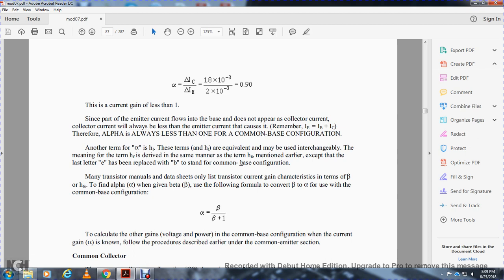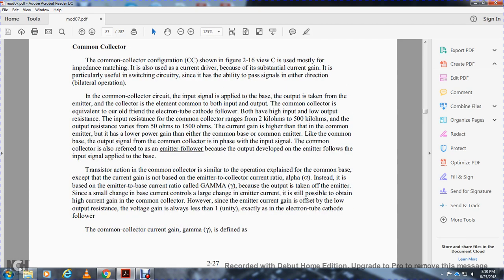To calculate other gains, such as voltage and power, with the common base configuration when the current gain alpha is known, use the procedure described earlier in the common emitter section. Or your common collector. The common collector configuration, shown in Figure 2-16 view C, is mostly used for impedance matching. Alpha is also used with the current driver, with substantial current gain, which is practical for switching circuits that have the ability to pass signal in either direction by lateral operation.